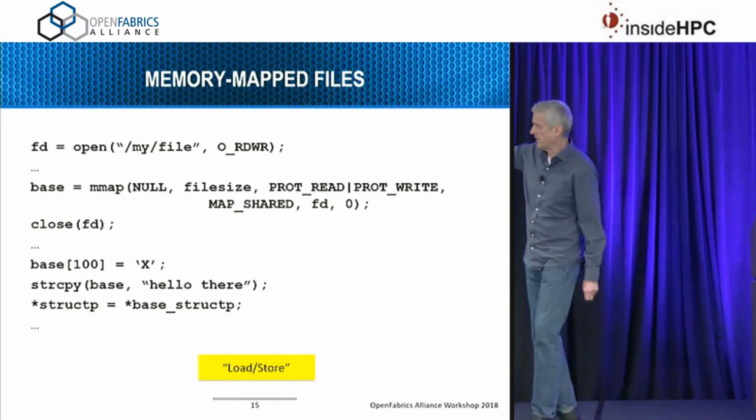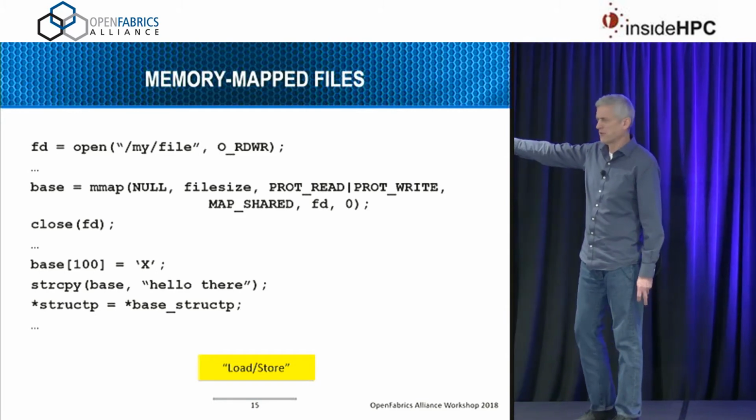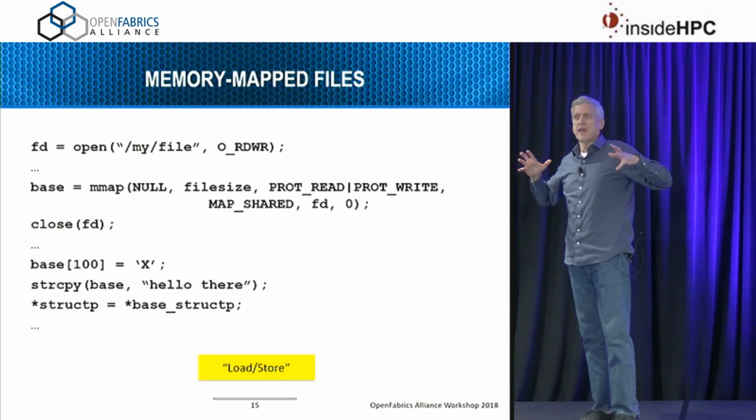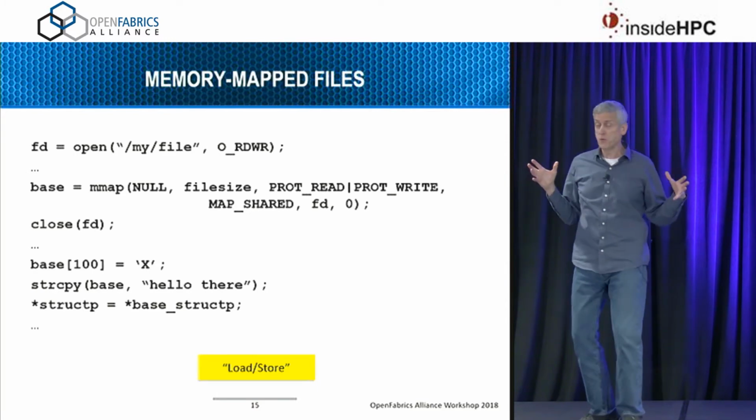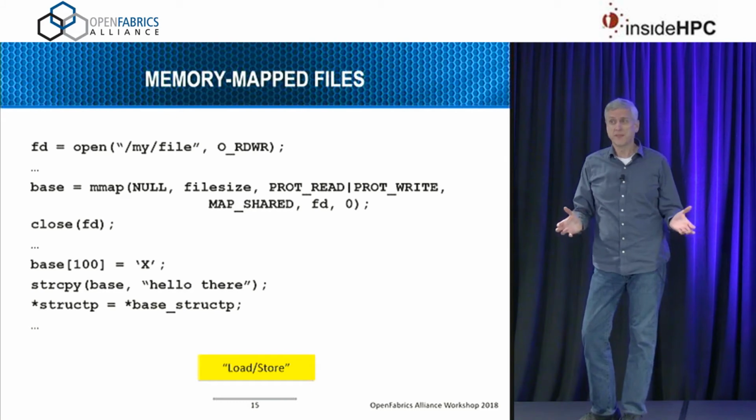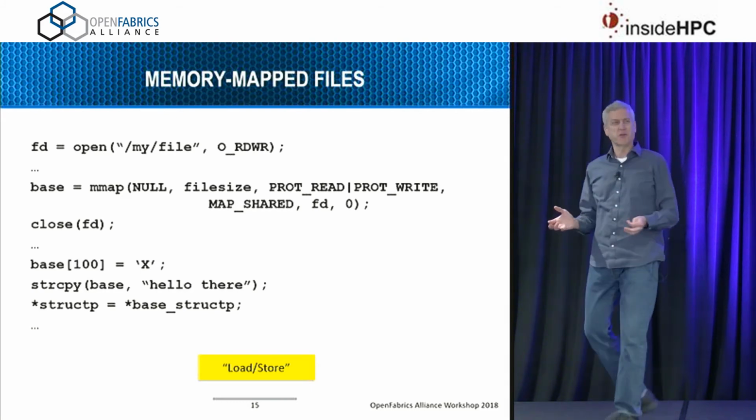See, I'm assigning X to it. Notice I closed the file descriptor, right? The file's not even open anymore, because mmap is one of the few ways of getting something added to your address space, right? So you're getting something added to your address space. Well, where am I going with this?